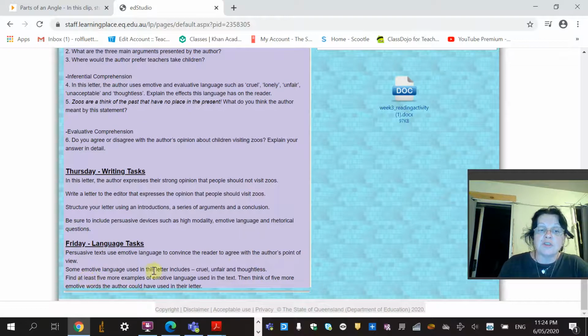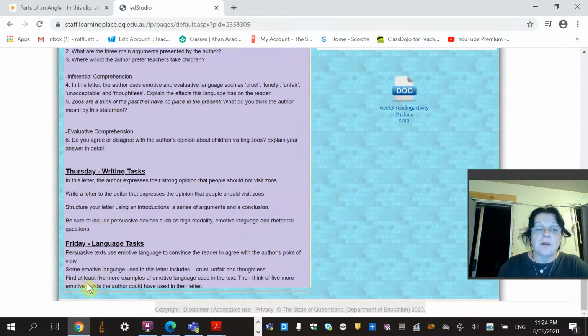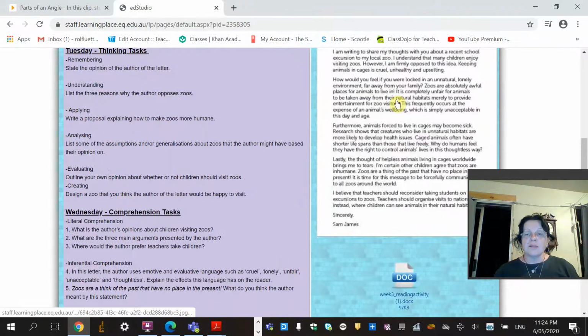Some emotive language used in this letter include cruel, unfair, and thoughtless, and we could go through and highlight that and find those words. Find at least 5 more examples of emotive language used in the text. Then think of 5 more emotive words the author could have used in the letter. So this one's a really easy one to do, which is why we're doing it together. So go through, find those words, then find 5 more.